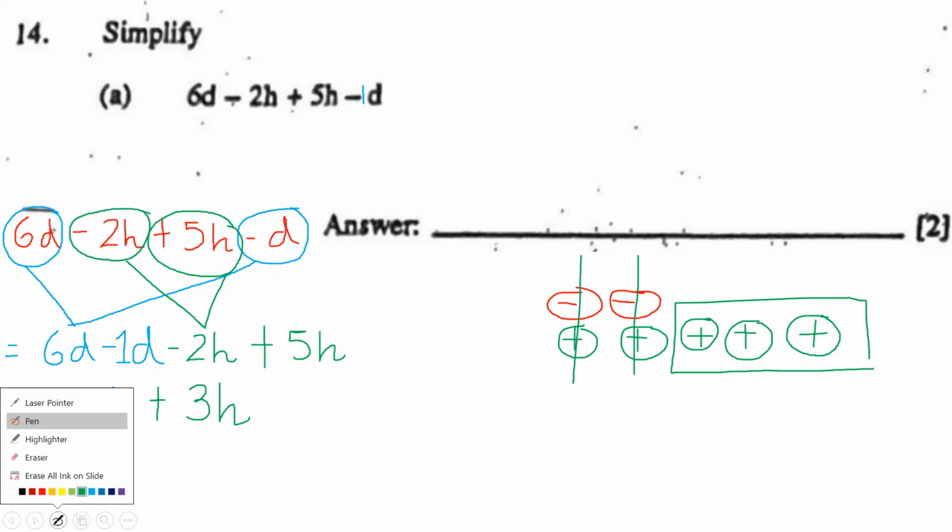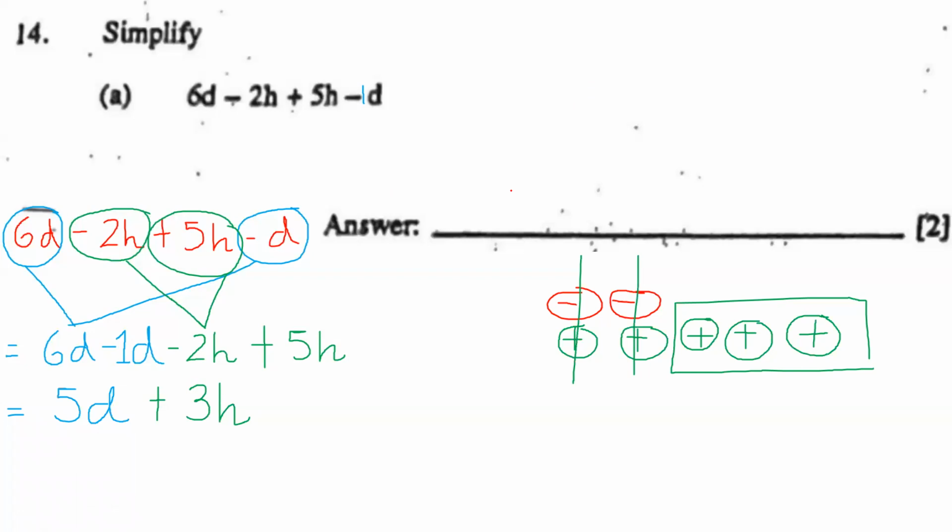And we group the d's together, and then we group the h's together, and then we simplify accordingly. So 5d plus 3h. Again, 5d plus 3h. So 5d plus 3h. Awesome. Moving right along, that's 14a. Let's look at 14b.